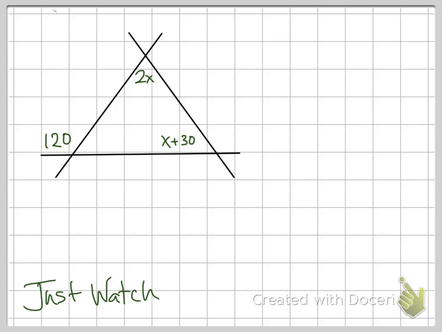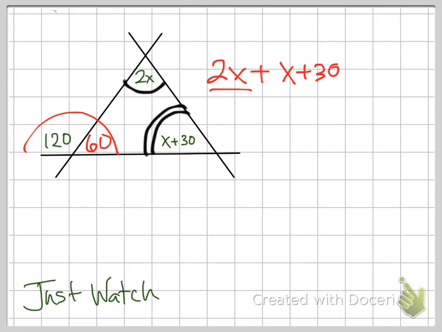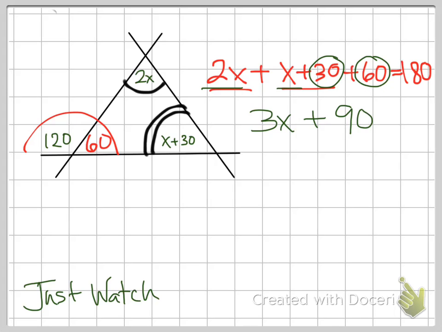Okay, here you're just watching. We're solving for x. And I have this angle plus this angle. And I know that this angle has to be 60 because that's a 180. So if I add these 3 angles, 2x plus x plus 30 plus 60, it should equal 180. Now there's another way to do this, but I'm doing it this way. Combine my x's, that's 3x. Combine my numbers, that's 90 equals 180.